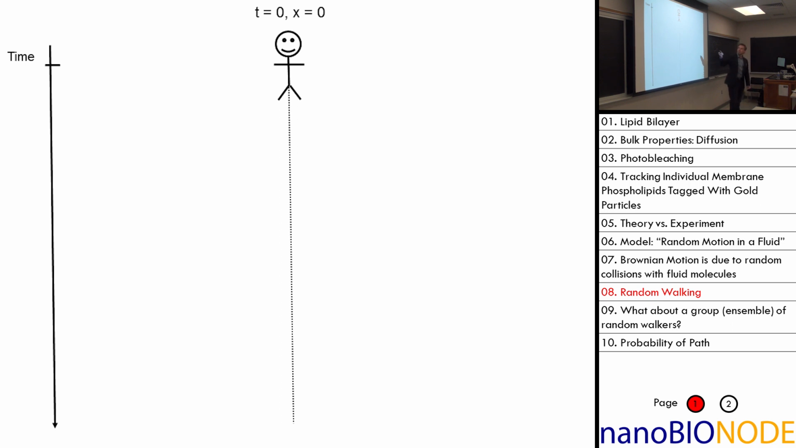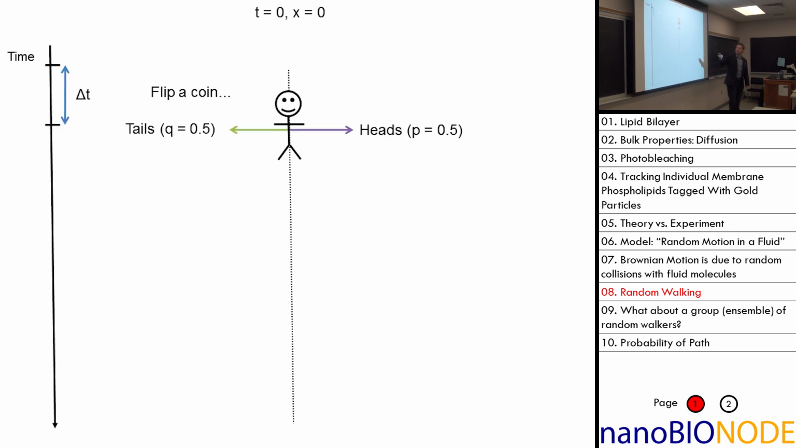So now what's going to happen is I'm going to start off here at t equals 0. I'm going to start off at a position that I call x equals 0. So this is just going to be my initial position. Okay. Now what I do is I wait for some amount of time, delta t. I just stand here. And then after an amount of time, delta t, take a coin and flip it. Okay. And if the coin comes up heads, I'm going to go in one direction, this way. And if it comes up tails, I'm going to go the other direction.